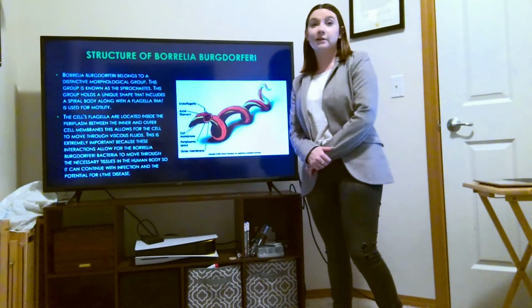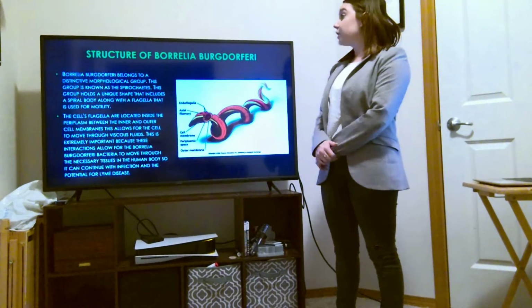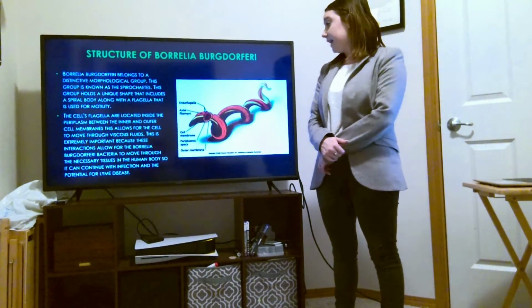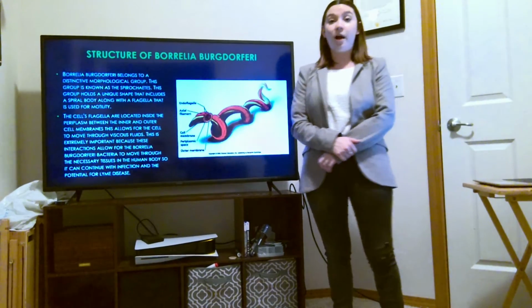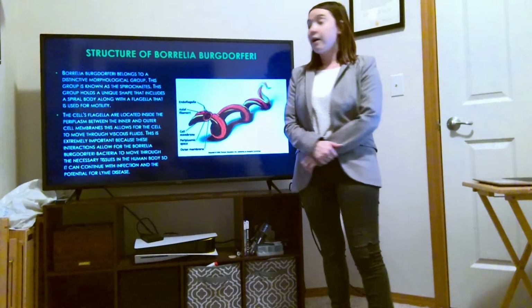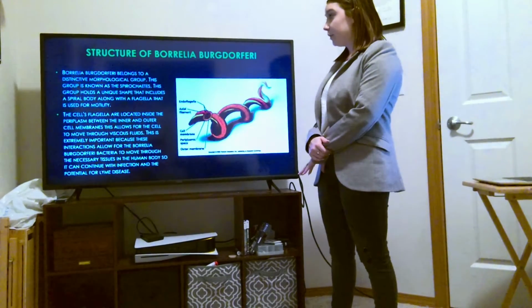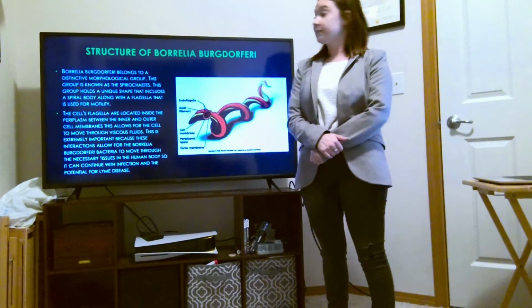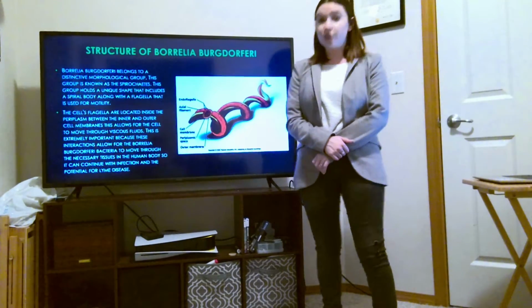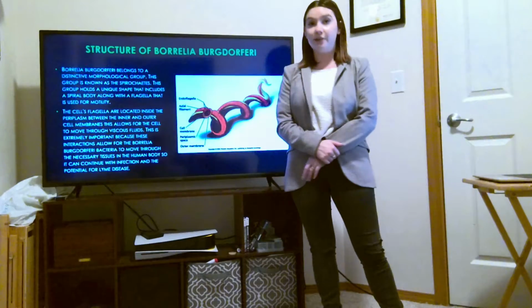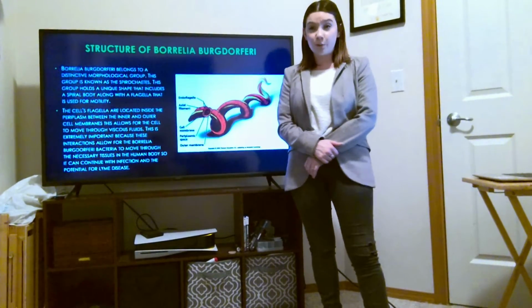So as I talked about a little bit in the last slide, the structure of the Borrelia burgdorferi is a spiral helicase, and its structure is super important on how it actually penetrates the body. It belongs to this distinctive morphological group known as the Spirochetes. This group holds a unique shape, and it includes a spiral body along with a flagellum that is used for motility. And this flagellum is super important.